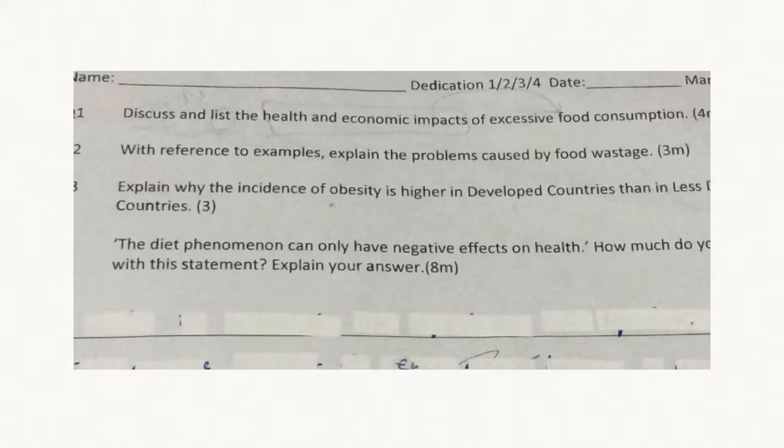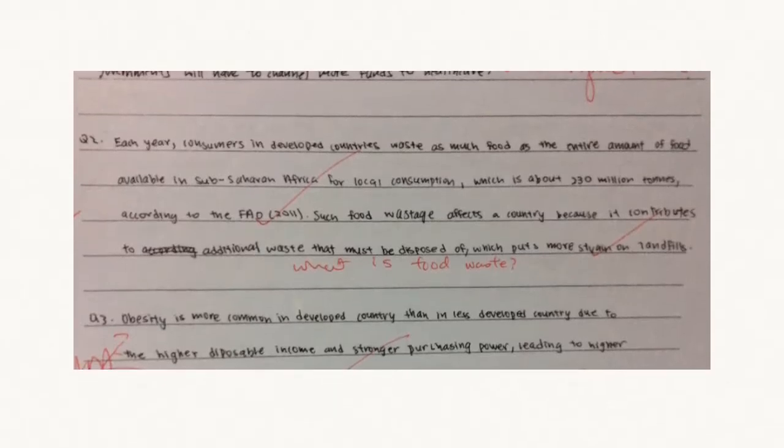Next up, we're looking at question 2 with reference to examples. Explain the problems caused by food wastage. 3 marks. So let's take a look at an example. This candidate here talks about how much food and gives a specific area where there is food waste, but he also talks about additional waste, disposing it in landfills and putting additional stress on it. However, there's no mention on the definition of food waste and how it's actually generated.